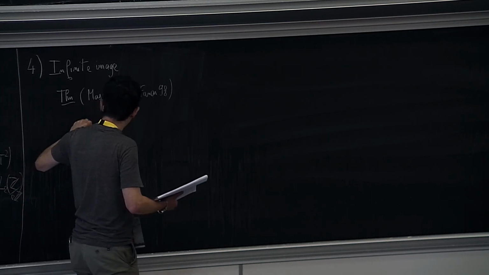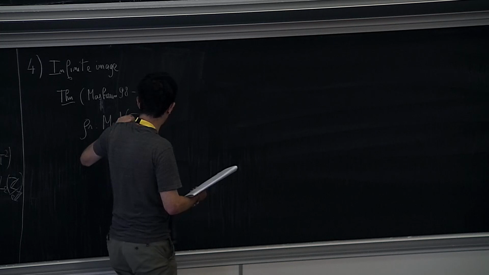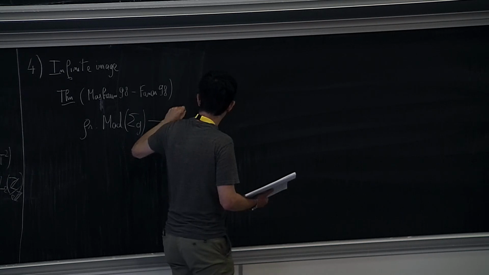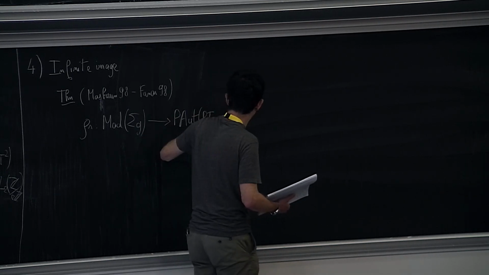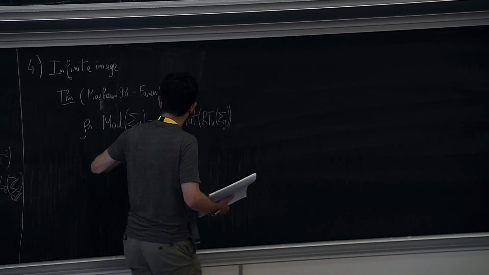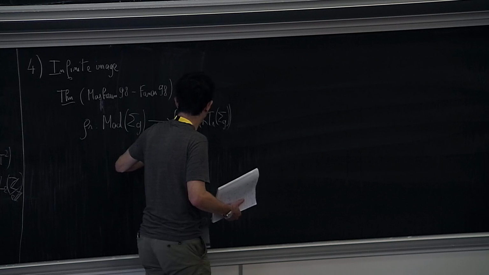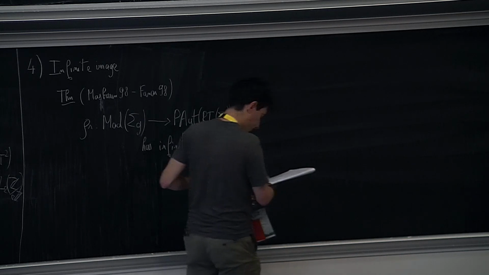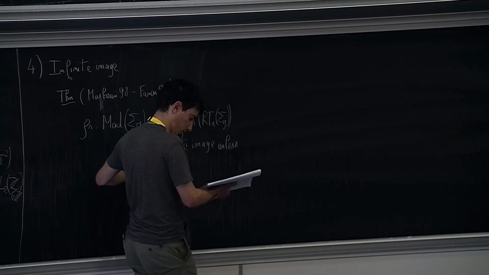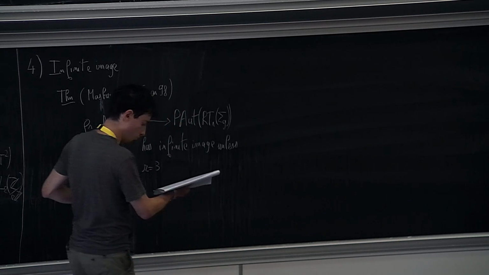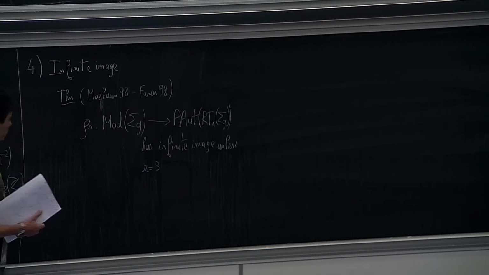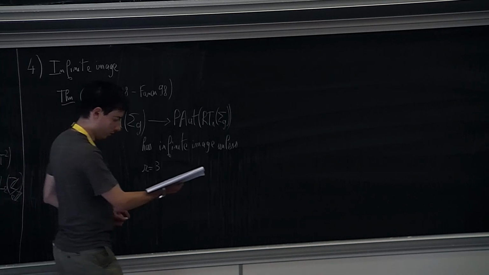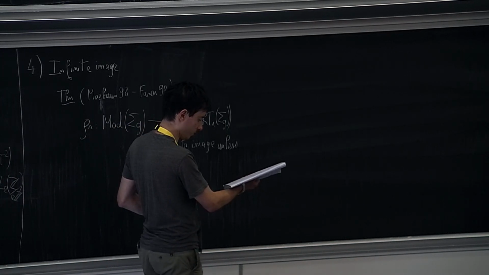You have that rho R from the mapping class group, I will again write the statement for a surface mostly. So you look at this and I say that it has infinite image unless R equals 3.